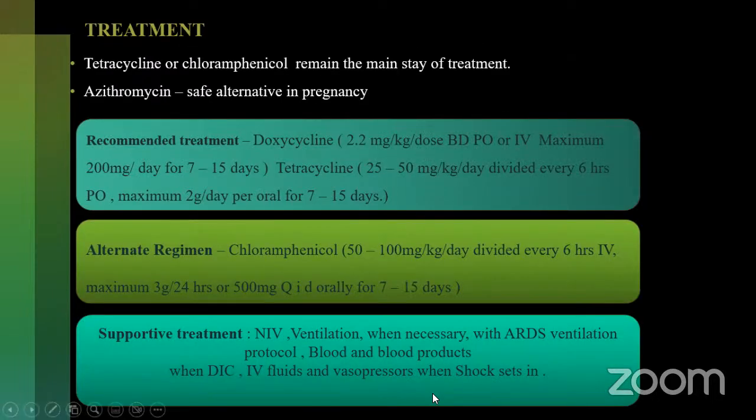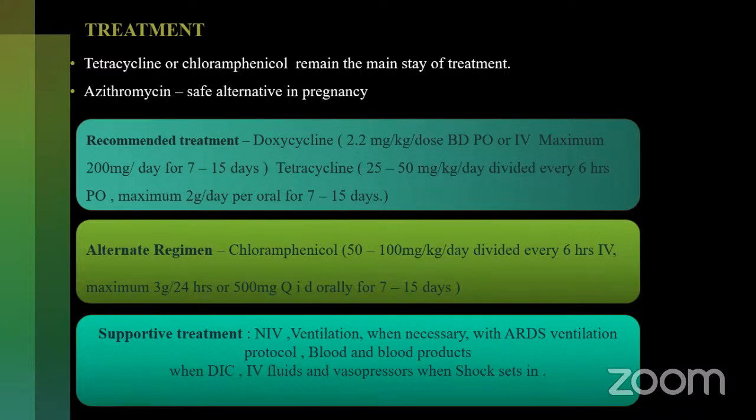Coming to the treatment, tetracycline and chloramphenicol remain the mainstay of treatment, and azithromycin is a safe alternative in pregnant patients. So the recommended treatment regimen is doxycycline, 2.2 milligrams per kg per dose, BD per oral or IV, and a maximum of 200 milligrams per day for 7 to 15 days, and tetracycline, 25 to 50 milligrams per kg per day, divided every 6 hourly per oral, maximum of 2 grams per day for 7 to 15 days.